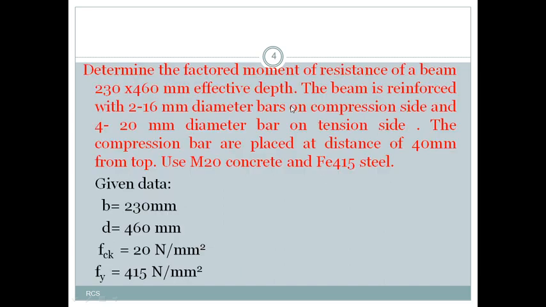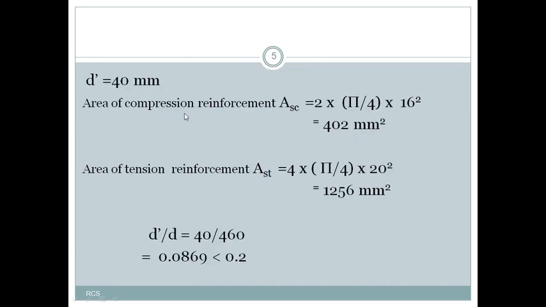In the problem, it is given that 2 bars of 16 mm diameter. So for that, we have to calculate the corresponding area. The number of bars is 2, and we know the bar has a circular cross section. The area of cross section for a circular section is pi by 4 d square. In place of d, we have the diameter given for the bar, 16 mm. If you calculate this, we will get 402 mm square. So the area of compression reinforcement Asc is 402 mm square.